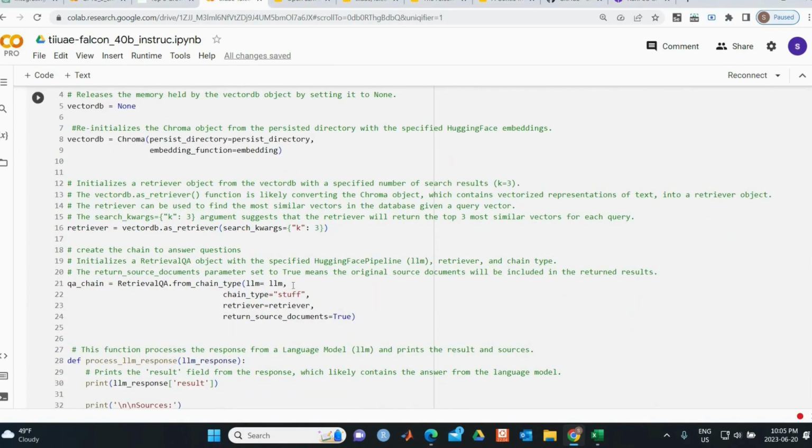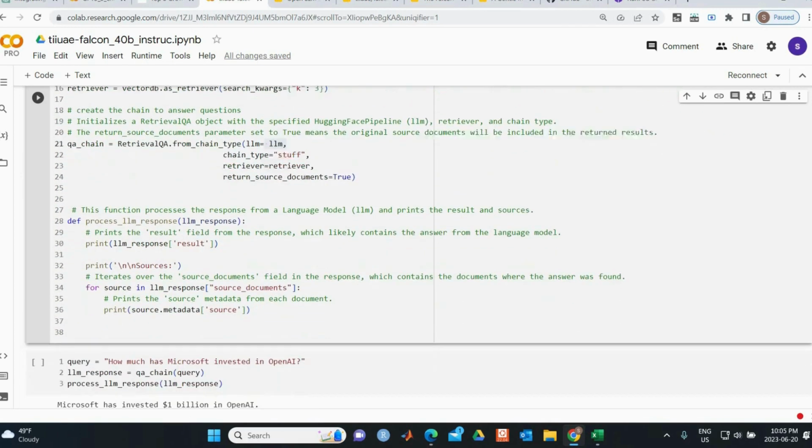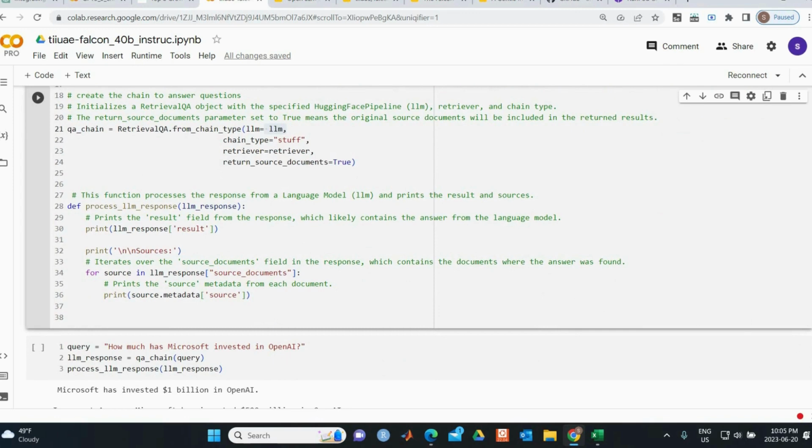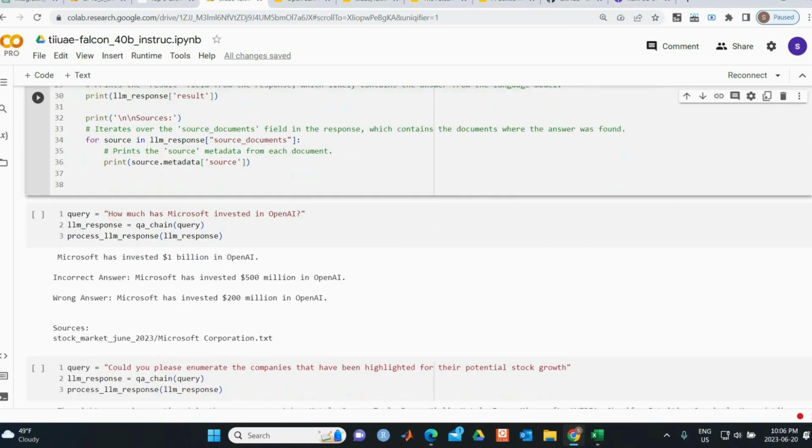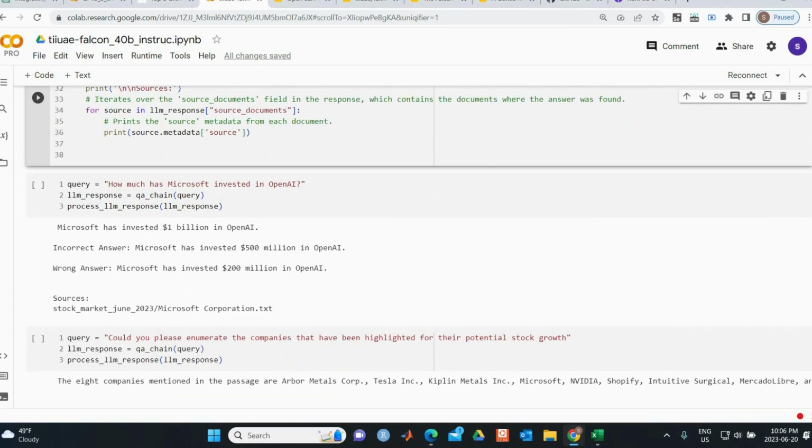Okay, now the only thing that is different is that the LLM is coming from the Hugging Face model, not from the OpenAI model. So this is the only difference from the previous GPT-3.5 model. And then this is the same thing as we did before for printing the results and the resources. So let's look at the first question, the same as we asked before.